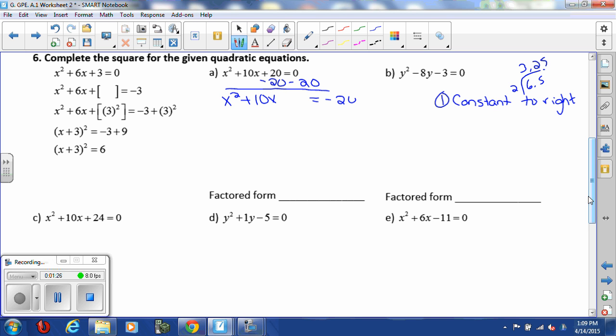So what do we do to our b term? It's divided by 2, so what's 10 divided by 2? 5, and then what do you do with that number? Square it. What's 5 squared? 25. And I'm going to add it to both sides. So step 2 was b divided by 2 squared, added to both sides.